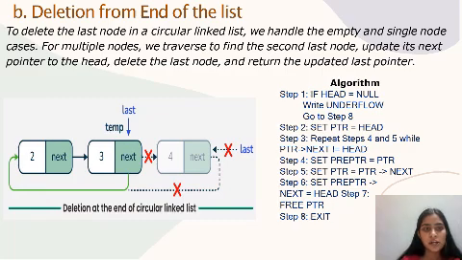Deletion from the end of the list. To delete the last node in a circular list, we handle the empty and single node cases. Algorithm. Step 1, if head is equal to null, then we write underflow and we directly go to step 8. Step 2, set ptr is equal to head and we'll repeat steps 4 and 5 while ptr next is not equal to head. Step 4, set pre-ptr is equal to ptr.